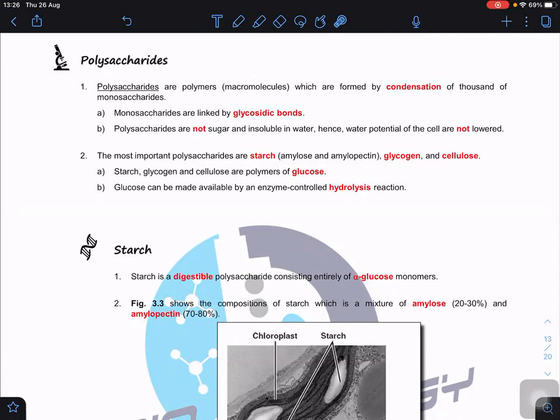So these monosaccharides are linked by glycosidic bonds. And if you look at these polysaccharides, they are not sugar anymore, and they are insoluble in water. So highlight this, it is a very important property of polysaccharides. They are not sugar, they are insoluble in water. Therefore, they do not lower the water potential.